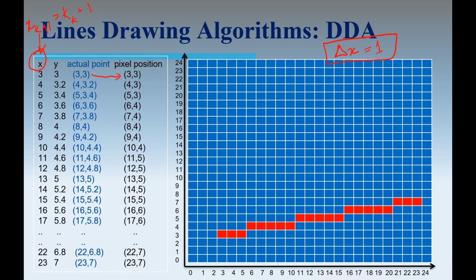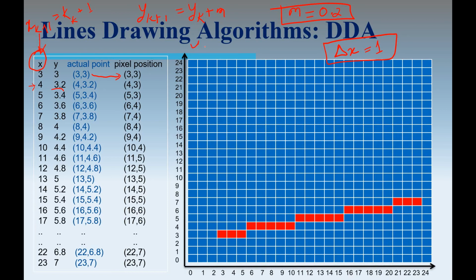Now we're trying to find the value for the second point. As we know, x will be simply incremented by 1. 3 plus 1 is equal to 4. No problem. And the value of y should be, as the formula goes, yk plus 1 is equal to yk plus m. And we know that the value of m is already 0.2. We calculated it in the previous slides. That means the new value of y should be the previous 3 plus m, which is 0.2, and then we get 3.2.